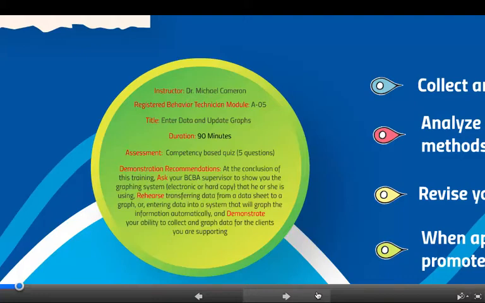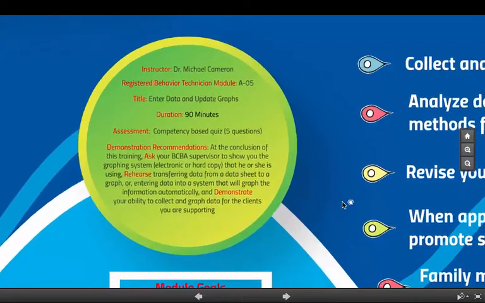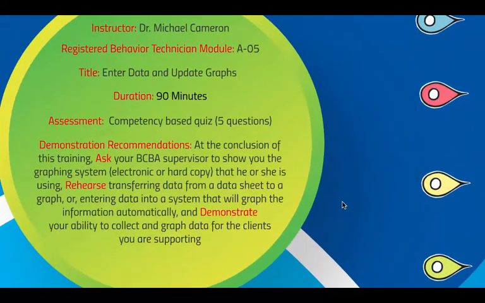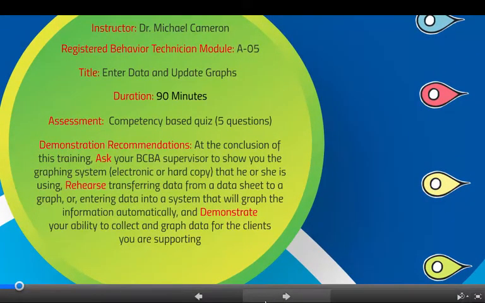The duration of this presentation is a little bit longer. It will be 90 minutes, and there will be a competency-based quiz at the end, 5 questions as usual. With respect to demonstration recommendations at the conclusion of this training, I suggest that you ask your BCBA supervisor to show you the graphing system that they use.